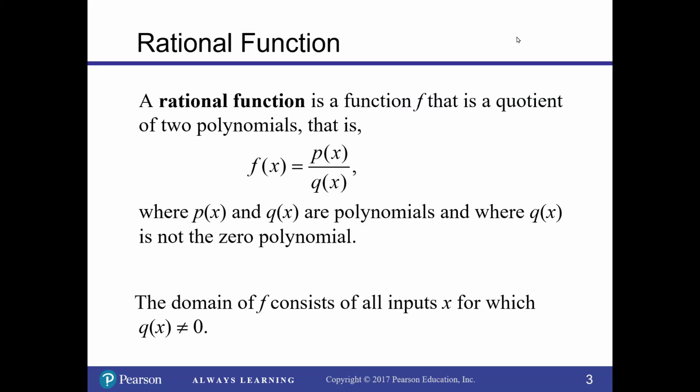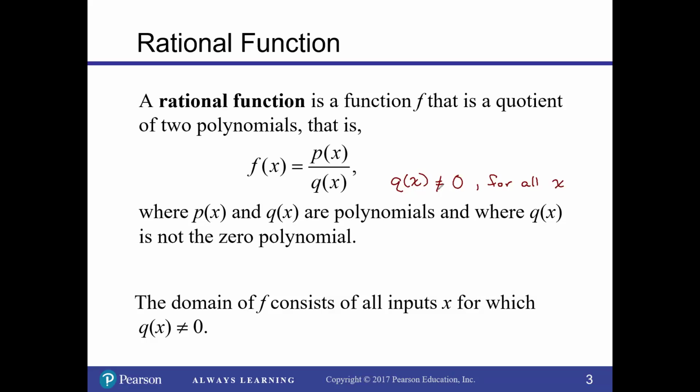So your rational functions are a quotient of two polynomials. That is, if you had f(x), which is p(x) over q(x), p and q are going to be polynomials, and q cannot be a zero polynomial. That means that q of x cannot equal 0 for all x. It can't for some, but it can't for all of them.